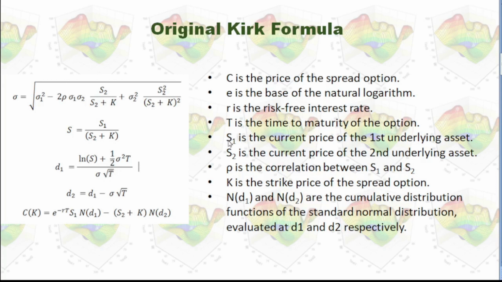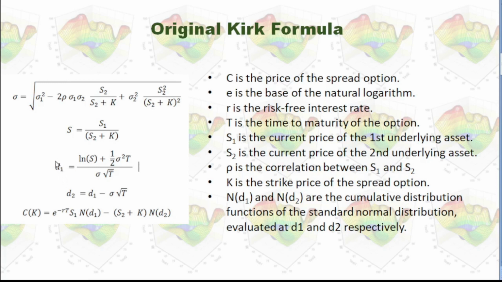There are two assets here. S1 is the current price of the first underlying asset. S2 is the current price of the second underlying asset. And rho is the correlation between S1 and S2. And N(d1) and N(d2) are the cumulative distribution functions of the standard normal distribution evaluated at d1 and d2 respectively.